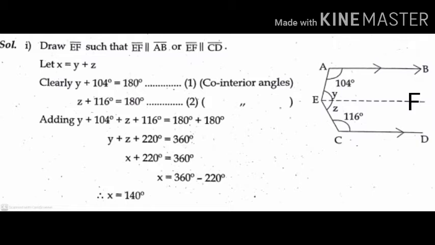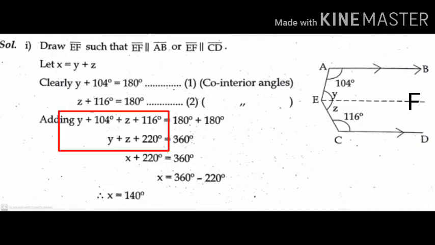Clearly, y plus 104 degrees is equal to 180 degrees. It is equation 1 since co-interior angles. Similarly, z plus 160 degrees is equal to 180 degrees. It is equation 2 since co-interior angles. Adding equation 1 and equation 2, we get y plus 104 degrees plus z plus 160 degrees is equal to 180 degrees plus 180 degrees.